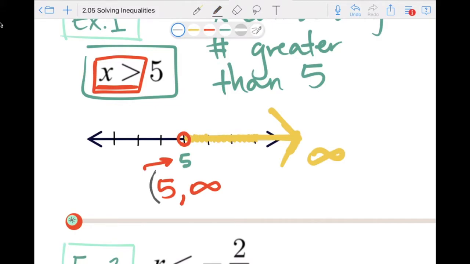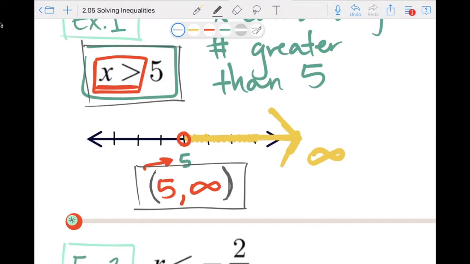Now, what about infinity? Here's the deal. Infinity is one of those numbers that never ends. So it's like you can never reach it because it never ends. It keeps getting bigger and bigger. So anytime you ever use infinity in an interval, it has to have a parenthesis. So there we've got interval notation for the solution. This is set builder notation for the solution, and this is the graph of the solution.